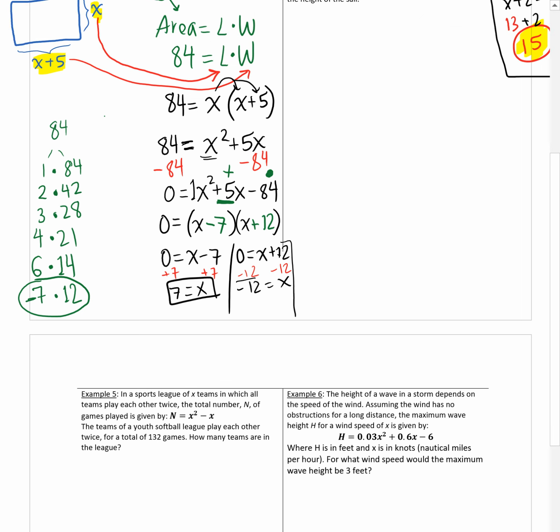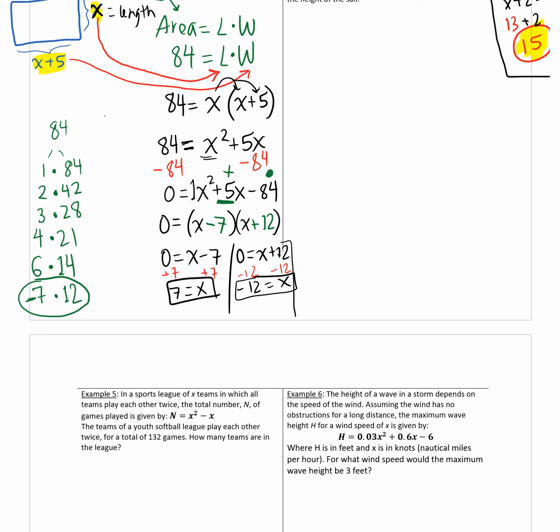Alright, but we're not done because, remember, what they asked for was what are the dimensions, which means what are the length and the width. And remember that x was just one dimension. It was either the length or the width. So we found two options for, let's just say x is the length. It doesn't really matter which one's which. So we found two options. The length of this table could either be 7 feet or negative 12 feet.